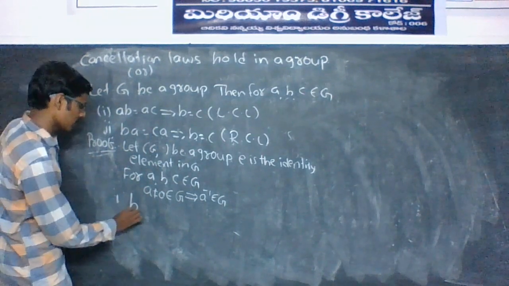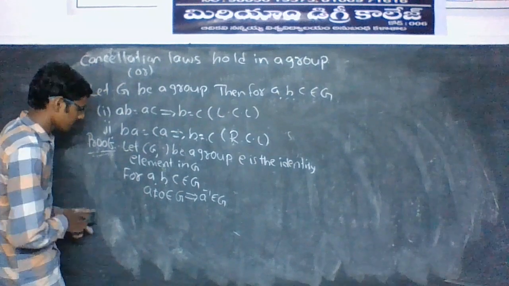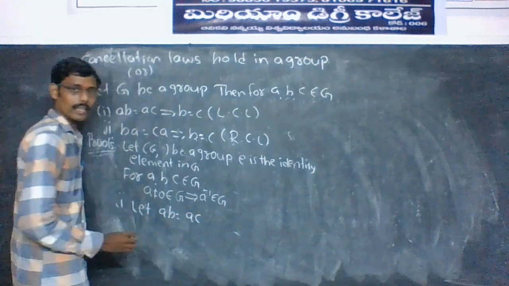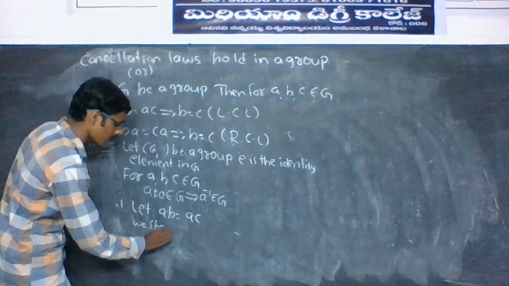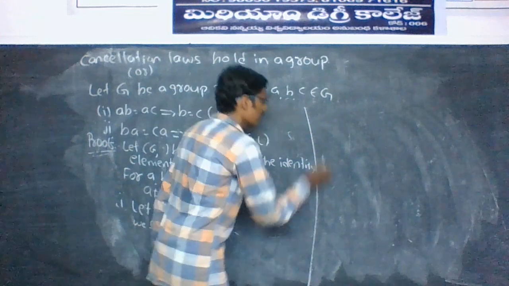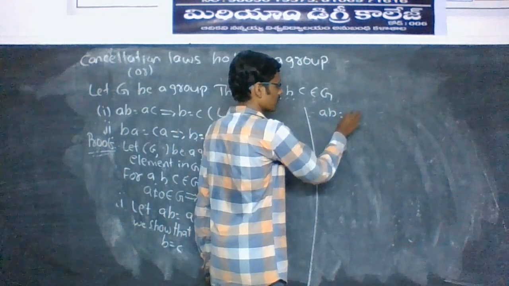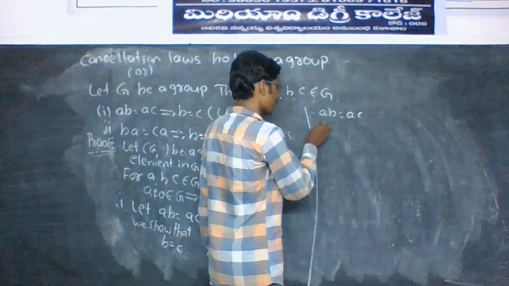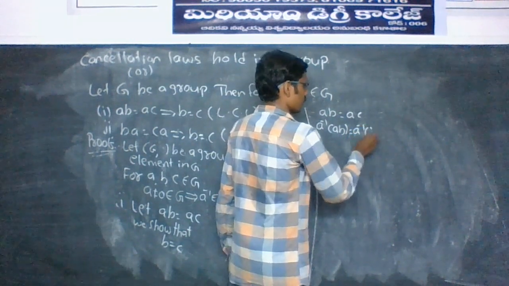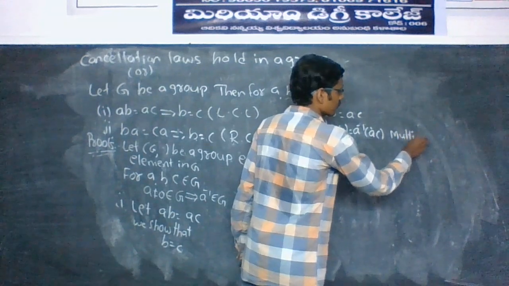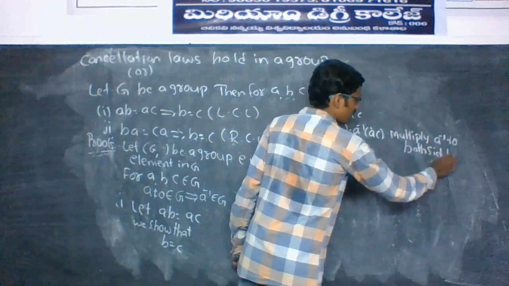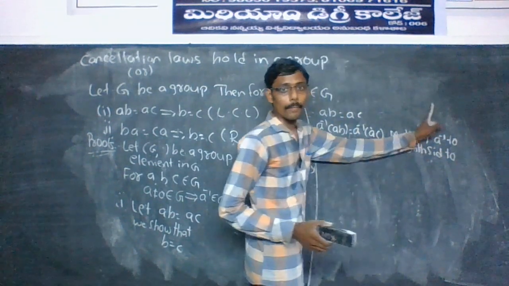First one. Let AB = AC. We show that B = C. AB = AC. Multiply both sides on the left by A inverse.